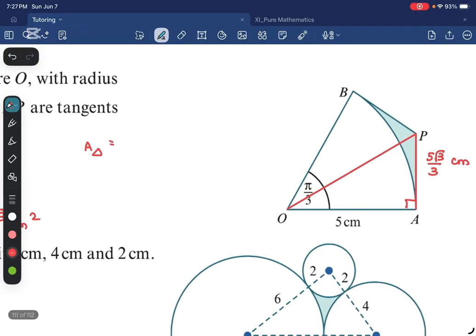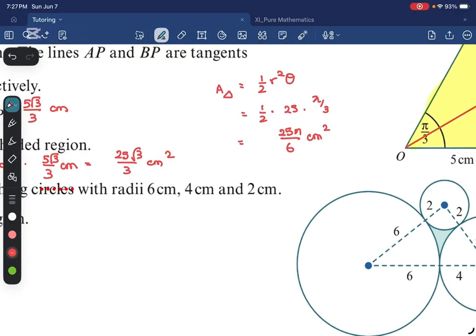The area of this sector, the one in yellow, is something we can calculate because we know the angle and we know the radius. So the area of the sector is going to be half r squared theta, or half theta r squared. So half, r is 5 squared, which is 25, and theta is pi over 3. So that is going to be 25 pi over 6 centimeters squared.